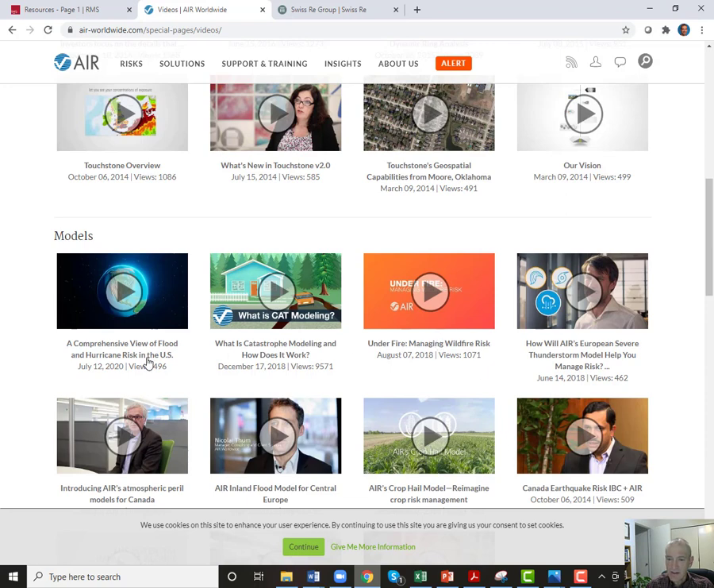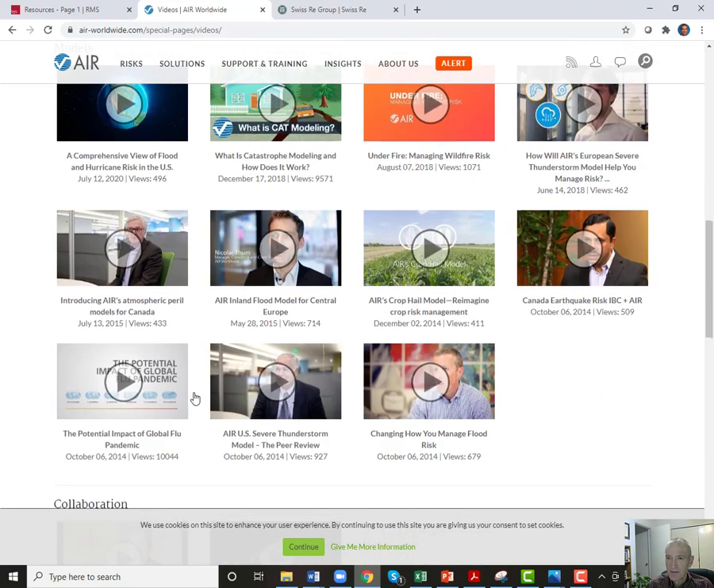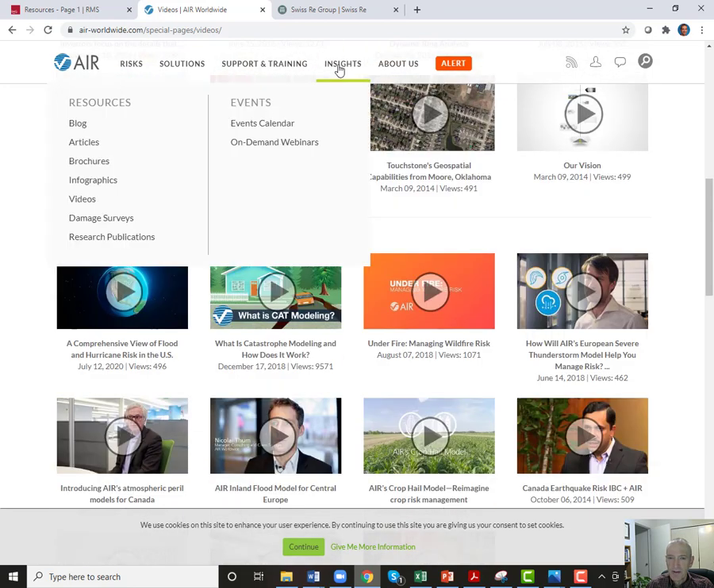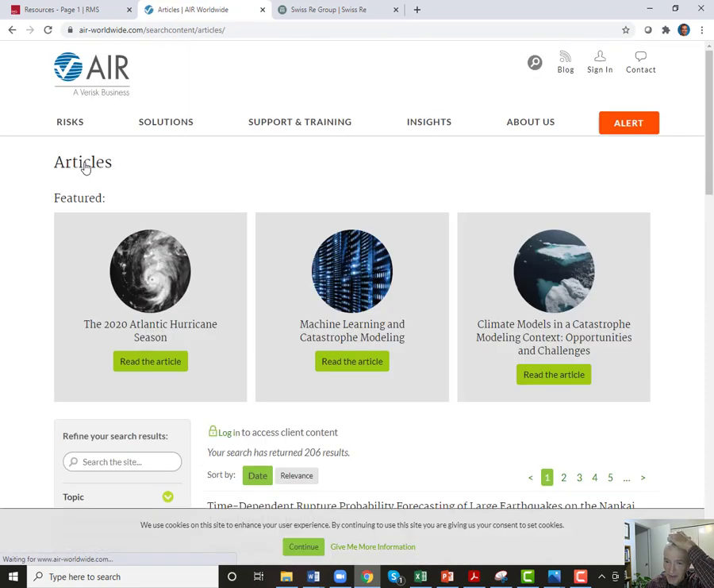Wildfire risk has certainly been a big issue in California. Flood, crop hail model. You can get really specific here. Canada earthquake risk. I mean, my word, they're getting really specific here. But they also have articles and blogs. So, if you're interviewing for a job with an insurance company, this is the place to go and just kind of jump around and read, see what the industry is really focused on right now.